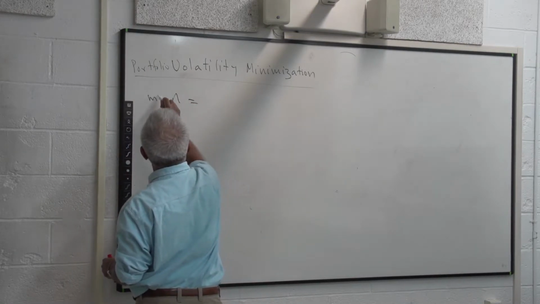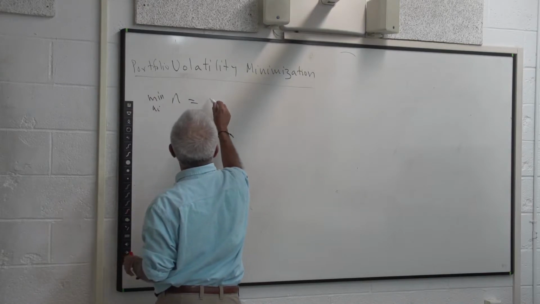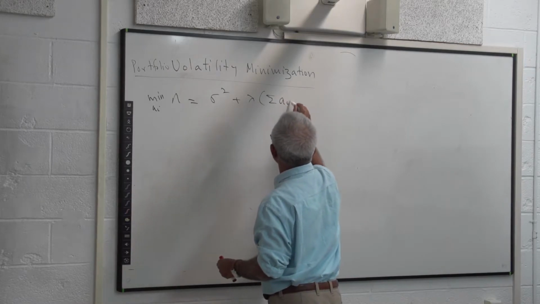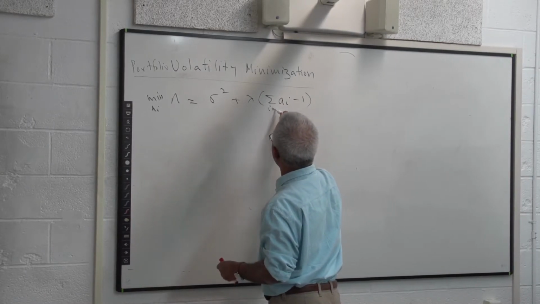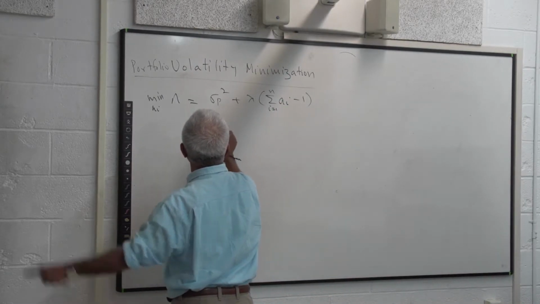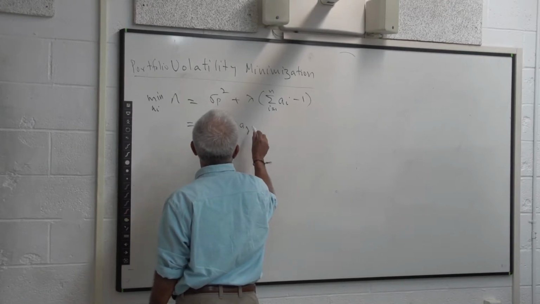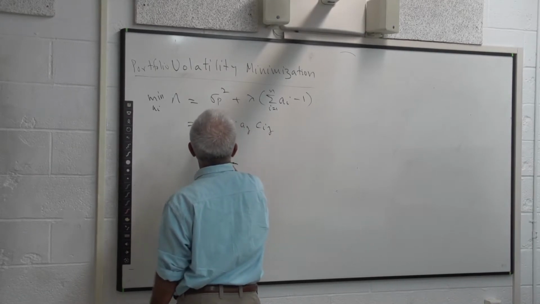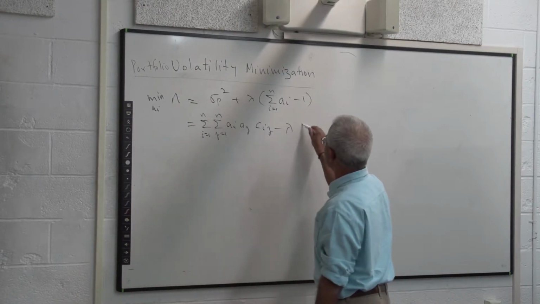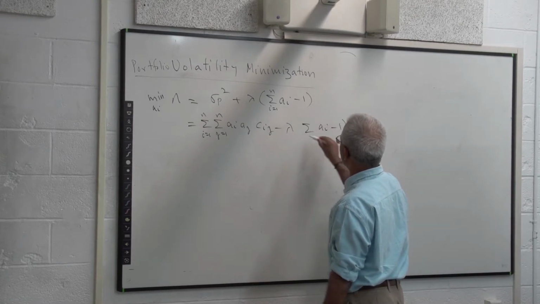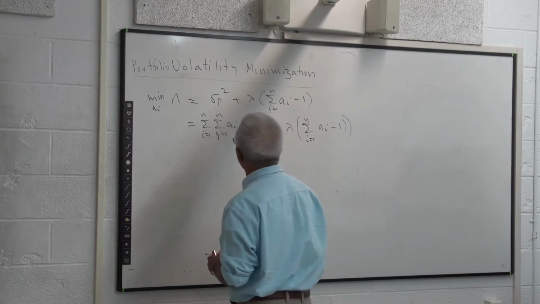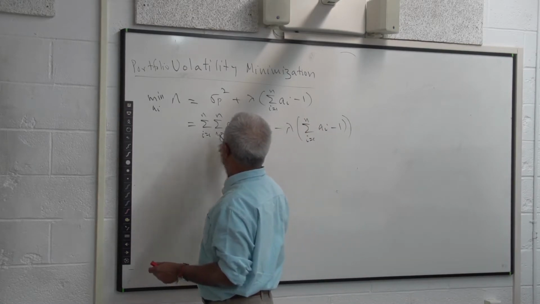So minimize over AIs the variance, plus we will put it as a Lagrange constraint: the summation of AI should add up to 1. If I substitute for the portfolio variance, that's a double summation of AI AJ Cij, i equal to 1 through n, j equal to 1 through n, minus lambda times summation AI minus 1, i equal to 1 through n. We can also write this in matrix form and do it quickly, but let's say we do this.